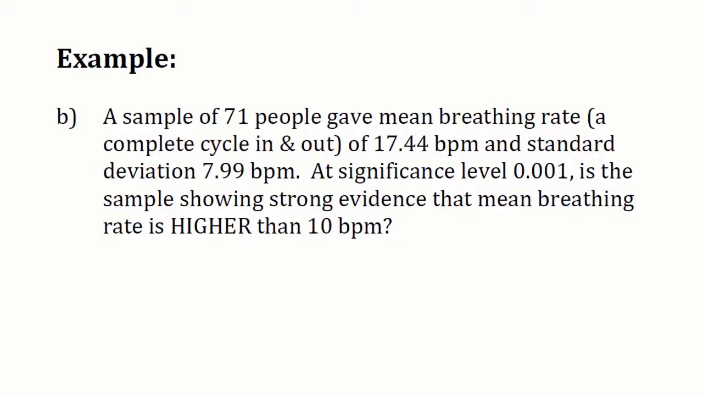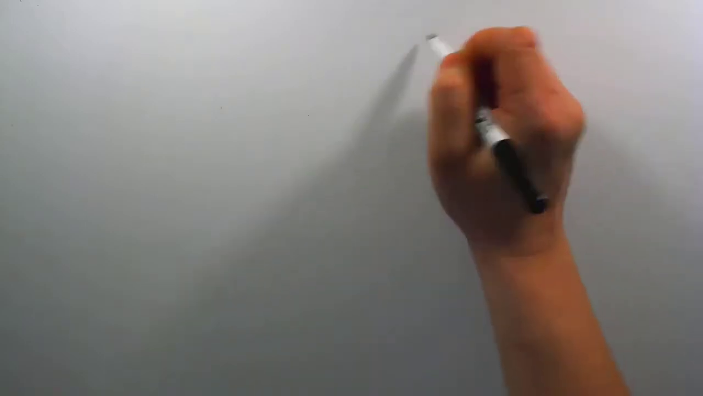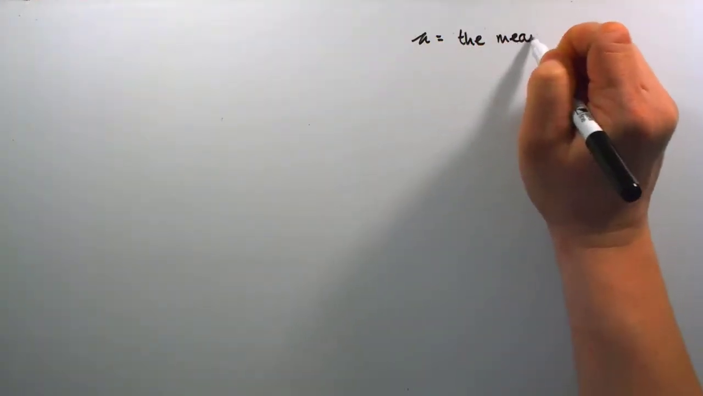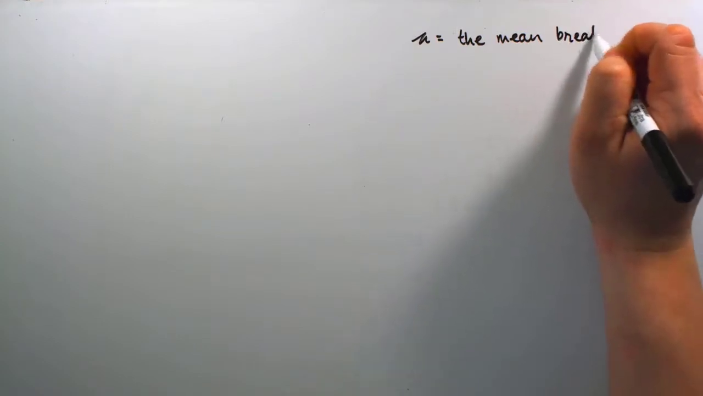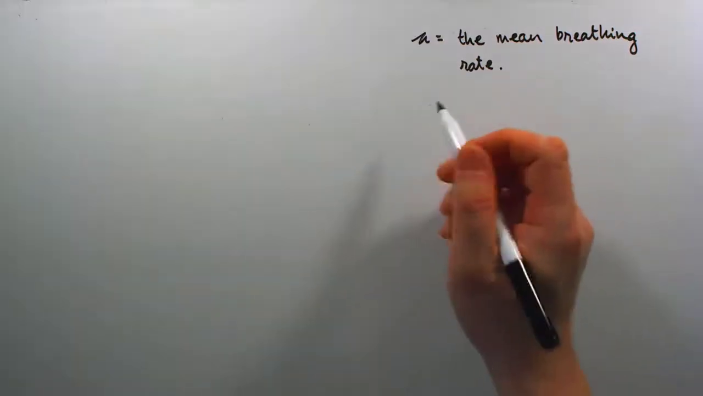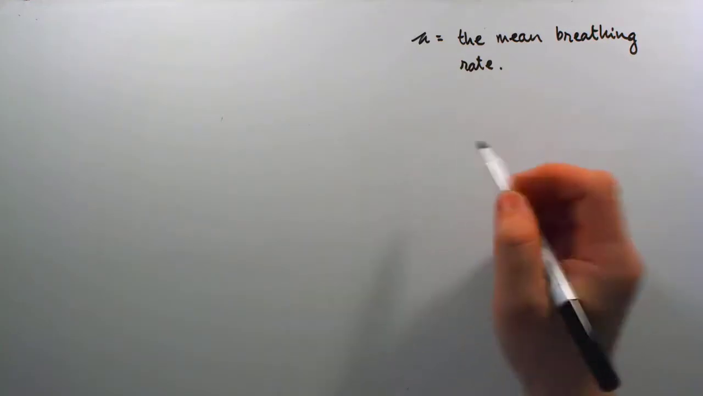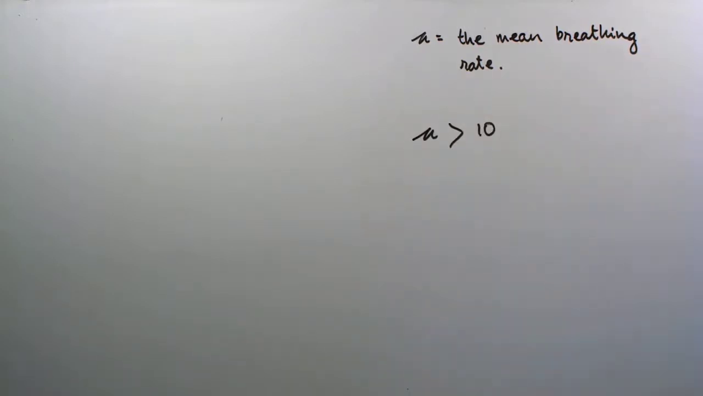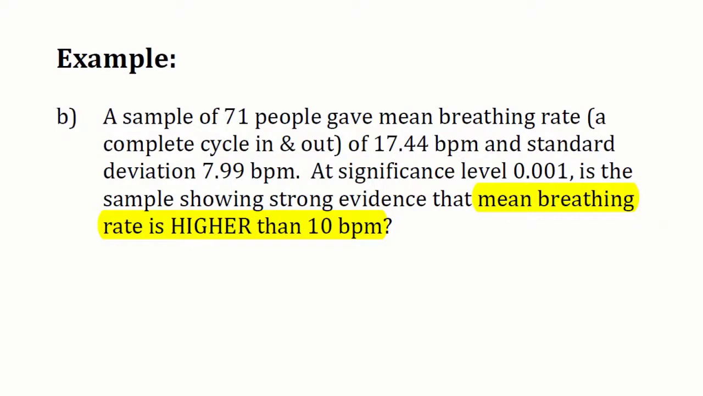So now on my writing board, the wording of the question was asking, is the sample showing strong evidence that mean breathing rate is higher than 10 BPM? With mu representing the population mean breathing rate, as how many breaths per minute, the question was stating mean breathing rate is higher than 10. So mu is greater than 10. That's how we can translate it directly from the wording of the question.